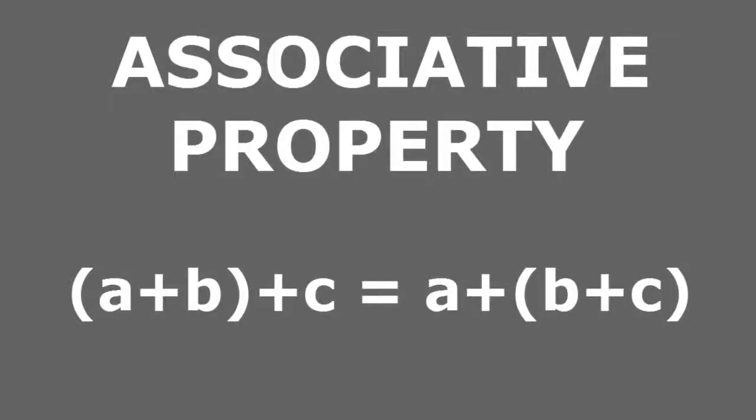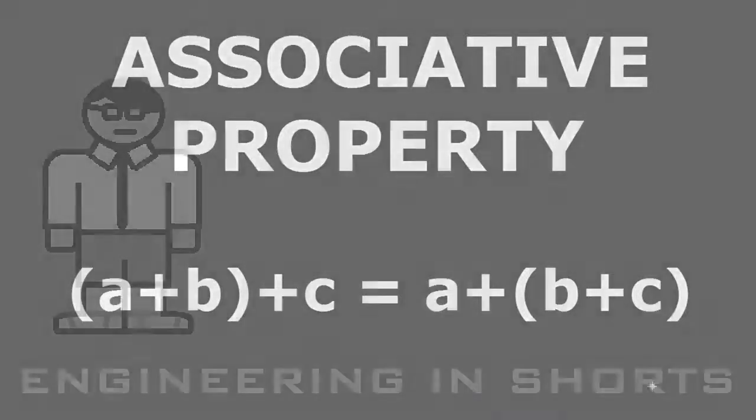The associative property states that if you're adding three consecutive numbers, let's call them A, B, and C, you can first add A plus B, and to that result you can add C later, or you can add first B plus C and later add the A, and you're going to get the same result in both cases. This is true for addition, so let's see if it's also true for subtraction, multiplication, and division.